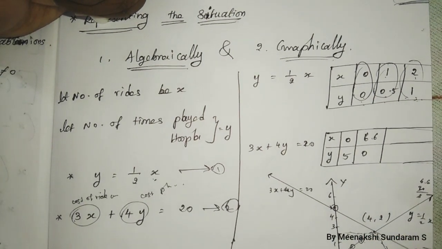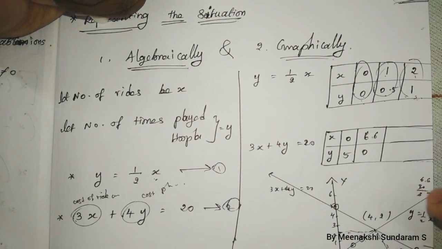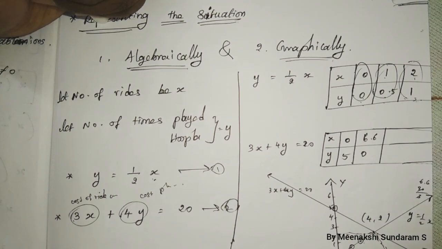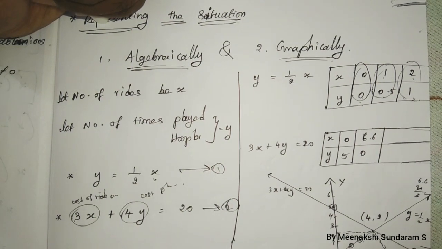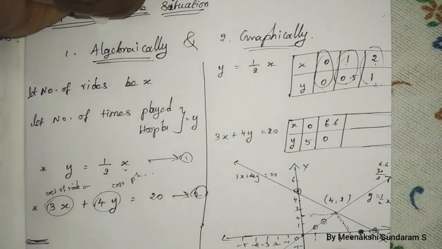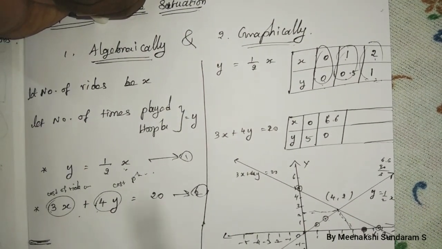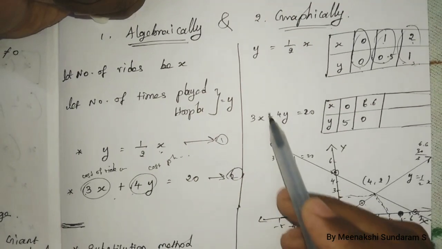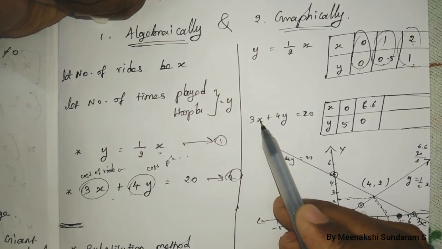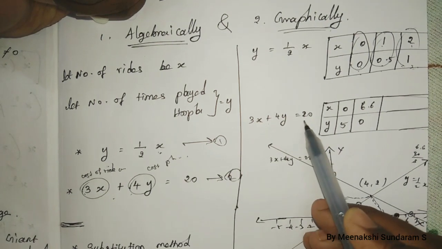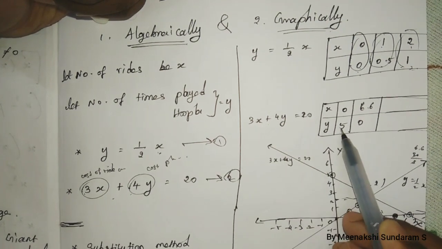I hope you all know a linear equation is represented in a graph as a line. It is a two variable equation, that's all. Next, take the second equation, 3x plus 4y is equal to 20. Instead of x, put 0. So 3 into 0 is 0, so 4y is equal to 20. So y is equal to 20 divided by 4, so y is 5. We find out 5. Clear?